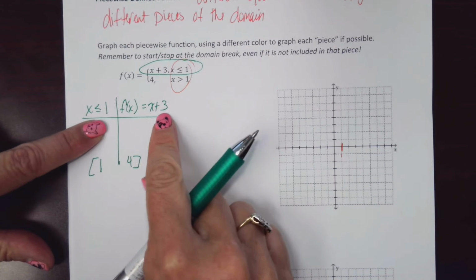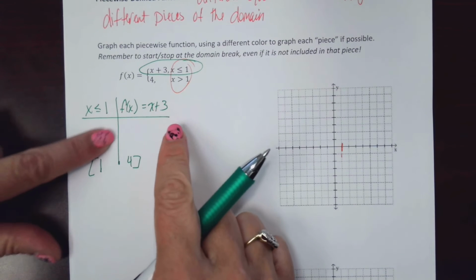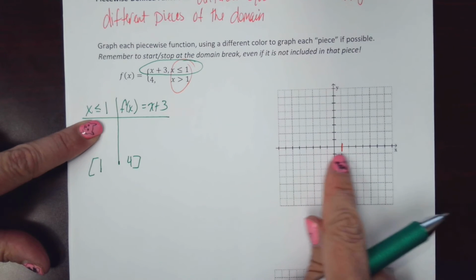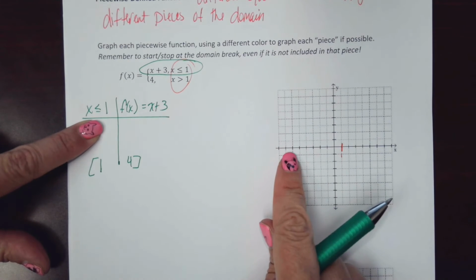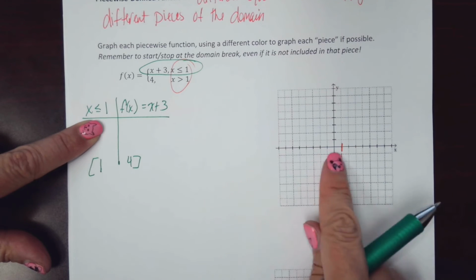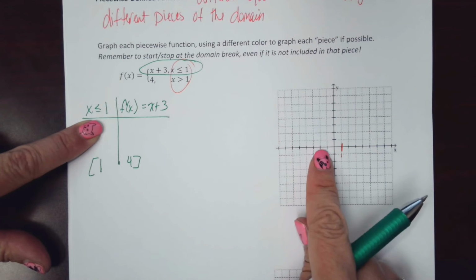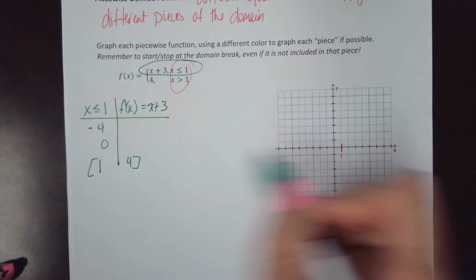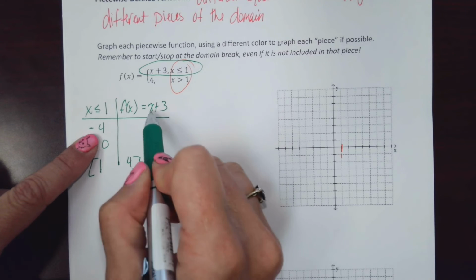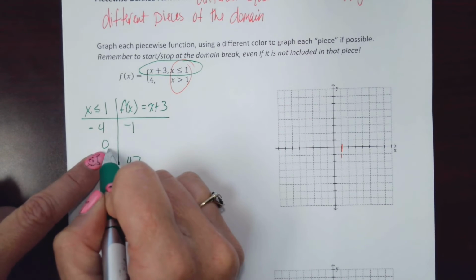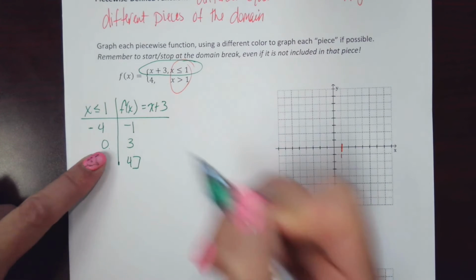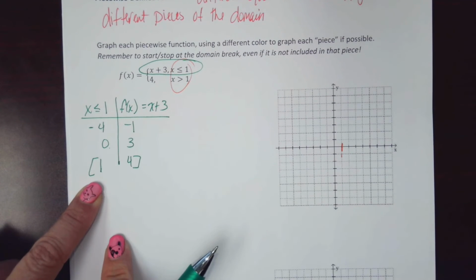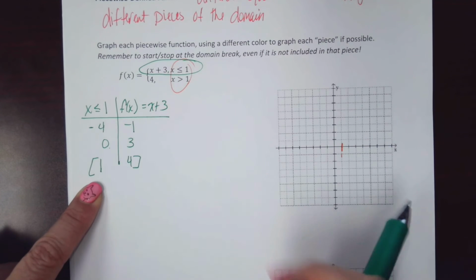But for a straight line, I need at least 2 points. So I need to pick another value for x that's in this piece of the domain, this left side. I could pick 0, I could pick -5, I could pick -200, but I need to pick something over here to show me where my line goes. Let's do -4 and let's do 0. So where x is -4, -4 plus 3 is -1. Where x is 0, 0 plus 3 is 3. And then I go all the way to 1 and I stop there. I don't keep going because this is the piece of the domain I'm in.